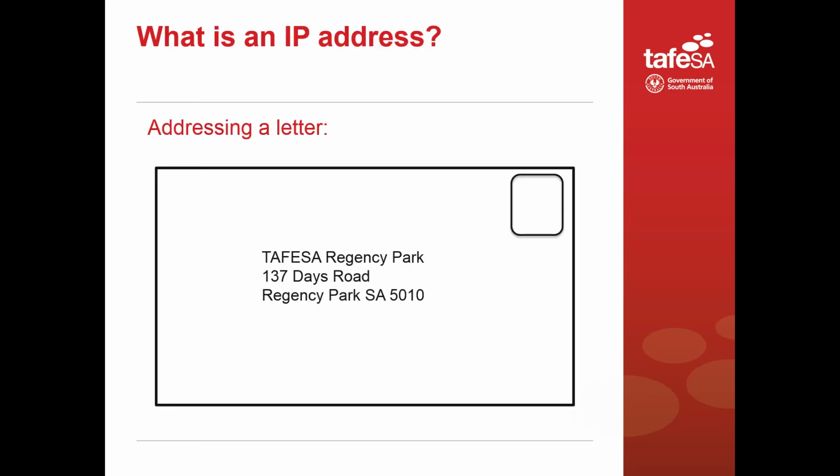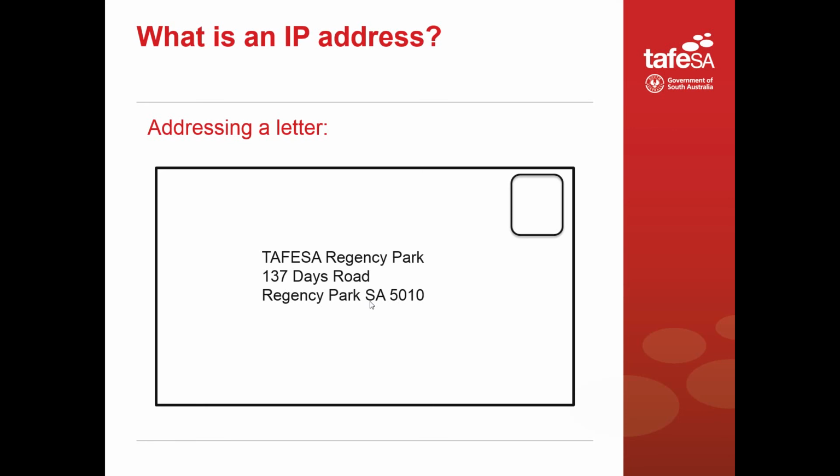So what is an IP address? To use an analogy, when we write a letter and you send the letter to a friend or someone you know or a business, there's a certain structure for how you must write that letter. So as you can see here in this letter, we've got TAFE SA Regency Park. That's who you're sending it to. That's their name. So this is expected on every letter that you send. On the next line, you've actually got the street, the number and the street. And then on the last line, we've got the suburb, the state, and the postcode.